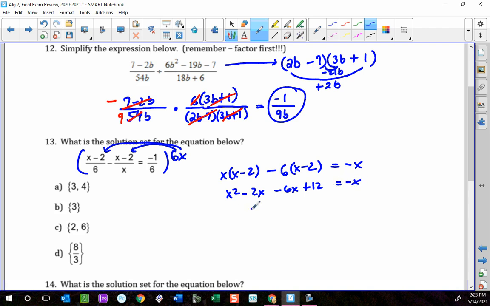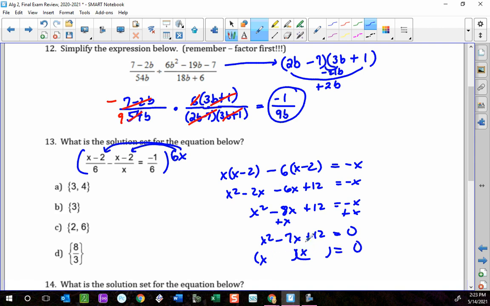Clean this up. X squared, negative 2x minus 6x is negative 8x plus 12. So I had to add x to both sides so that I get that together. So x squared minus 7x plus 12. Alright, so I'm going to factor that. So x and x, 3 and 4 make 12, and also make 7 if they're both negative. So my answers are 3 and 4. And I go back and check, would I be allowed to put a 3 or 4 here? Yes, I would just not be allowed to put a 0 there, but I don't get there. So 3 and 4.